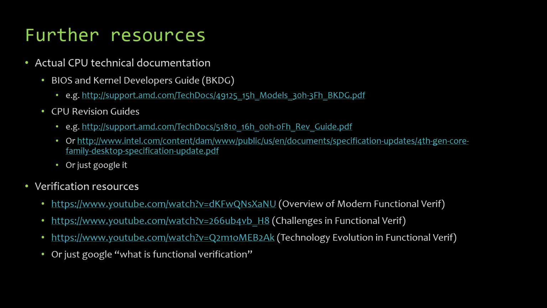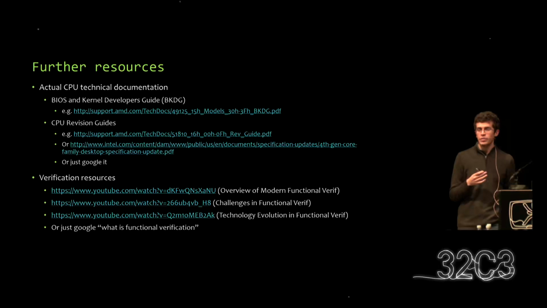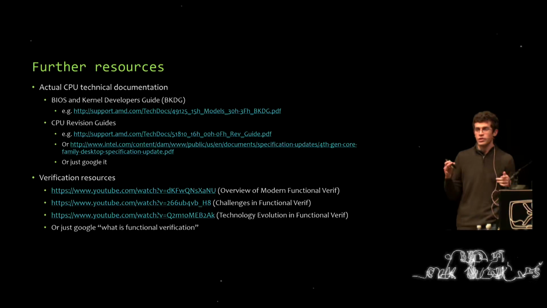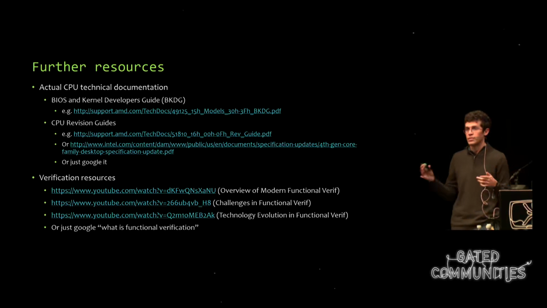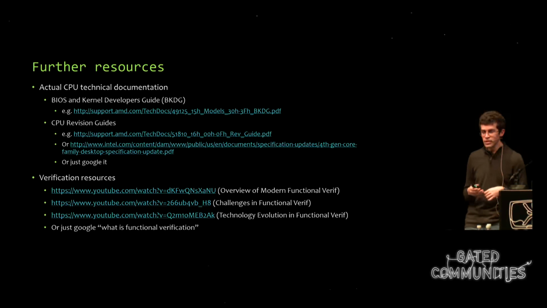The CPU revision guides are the errata documents. Both Intel and AMD publish them. You need to make sure to find the one for your specific CPU version. But they're very interesting to see not only what the bugs are, but you can also look at revision to revision and see what bugs are so unimportant they're never getting fixed.